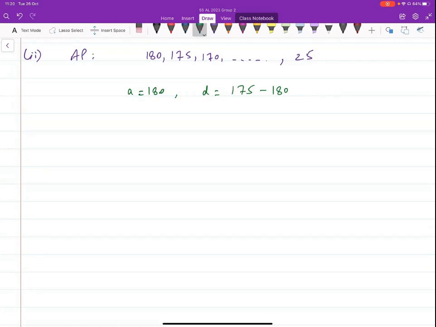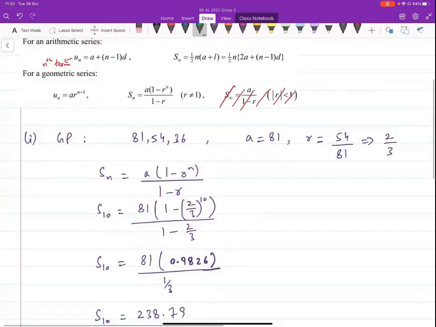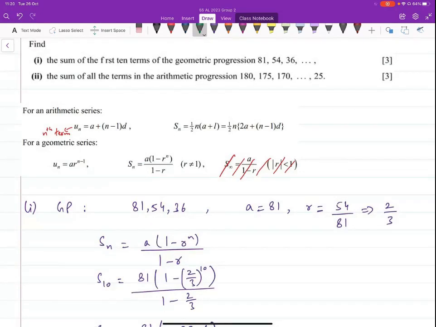Now, how do you find the sum of an arithmetic series? We have the formula for that. We have half n into a plus l. That's one formula. And the other is half n into 2a plus n minus 1 into d. Which one of these formulas should we be using? Should we use the first formula or the second formula?